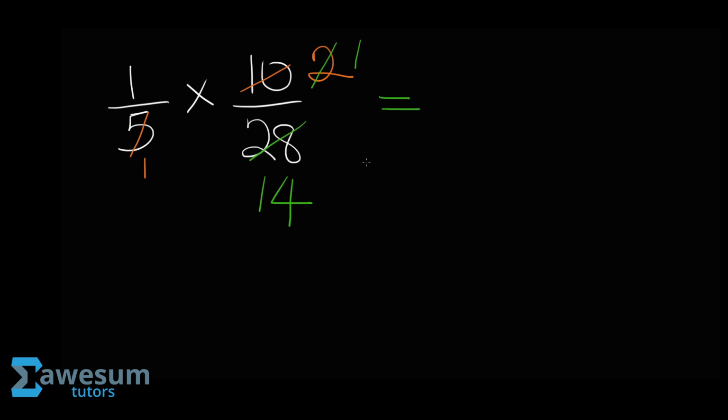Okay, so in that case, what is my final answer? I have 1 remaining here and also 1 right here. So 1 times 1. What will that give me? That will give me 1 divided by 1 times 14. That gives me 14. So that means my final answer is 1 over 14.